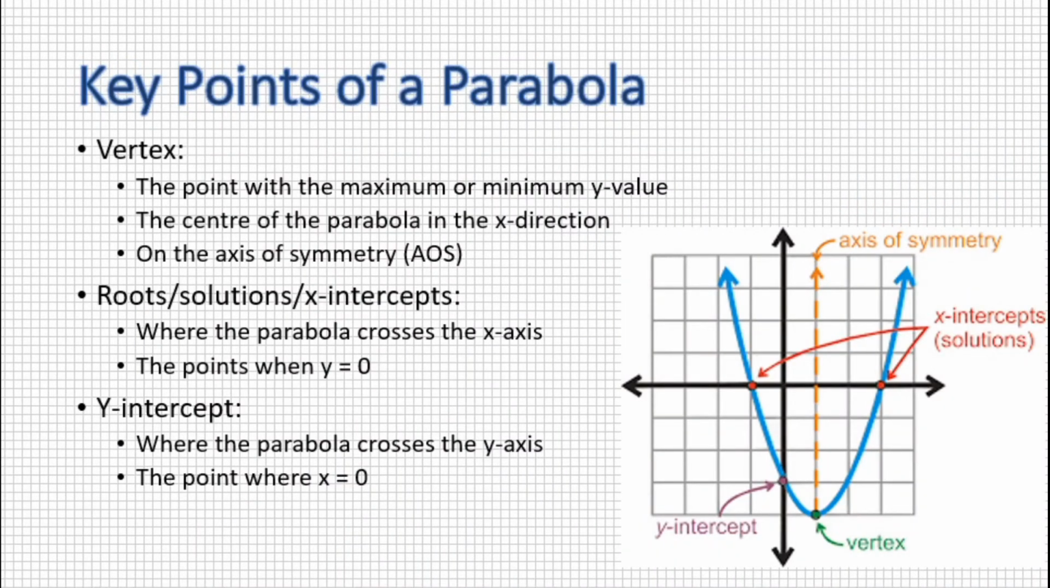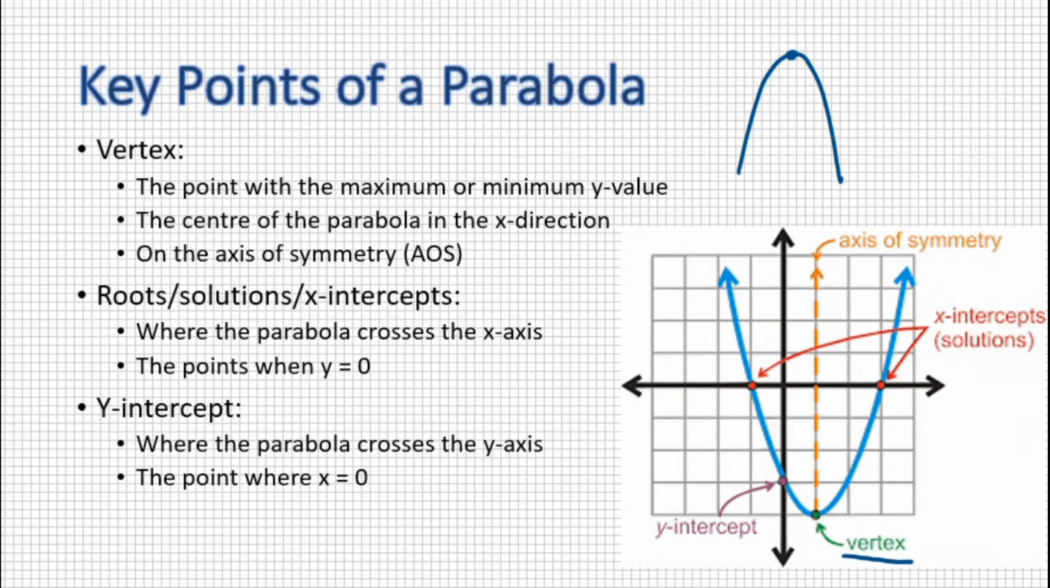A parabola has a few key points that it's always good to know about. The first and probably the most popular one is the vertex. It is the maximum or minimum y value, so the bottom or the top of the parabola. Parabolas can be either way, and the vertex on the picture is a minimum. You'll notice that the vertex falls on the axis of symmetry, and that's nice because if you figure out the axis of symmetry, that means you've got the x value of the vertex. And the vertex also centers the parabola in the x direction.